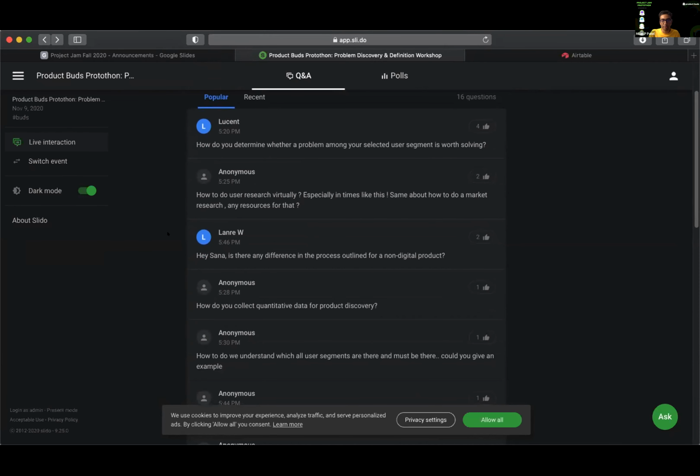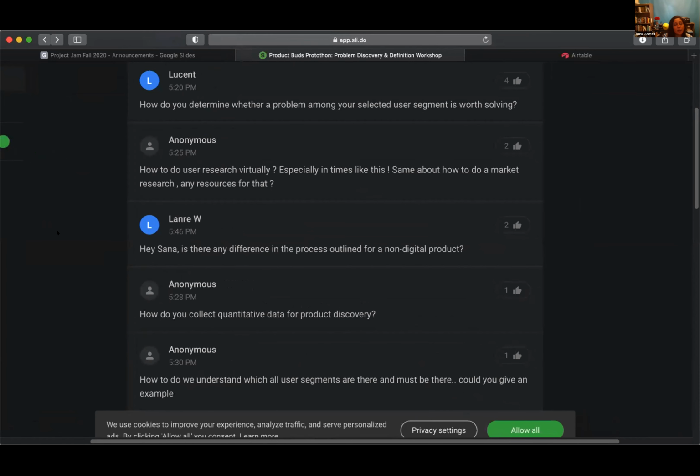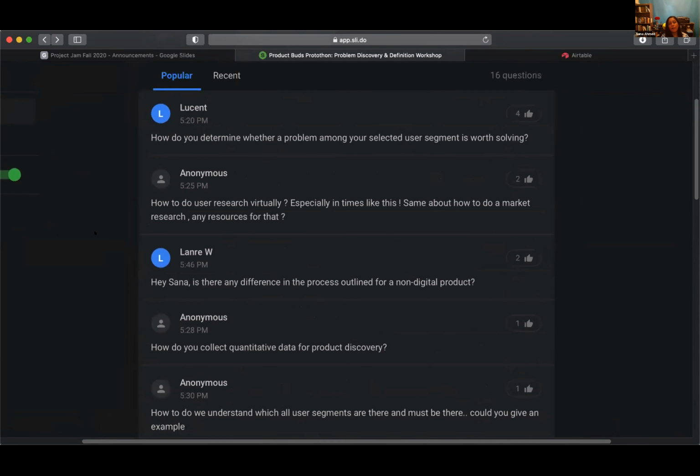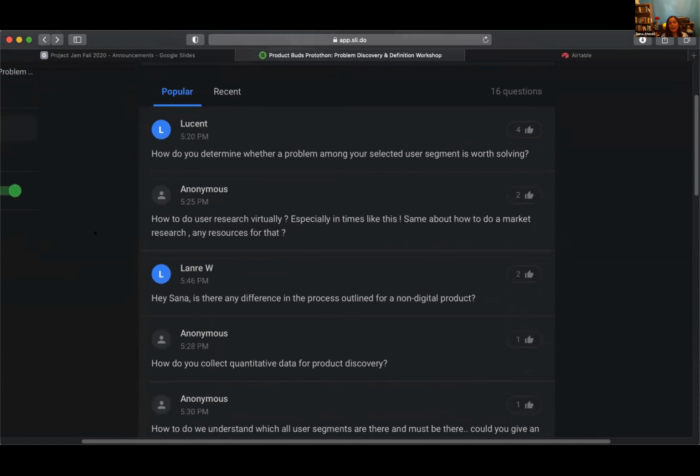Is there any difference in the process outlined for a non-digital product? I assume this is Lan Ray? Yeah. Sure. Lan Ray, I hope I'm pronouncing your name properly. So is there a difference in the process outline for non-digital products? That's a great question. I would want to ask you more about that. Like, what do you mean by non-digital products?